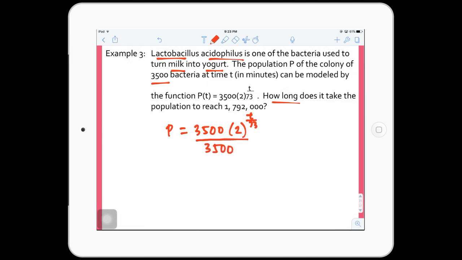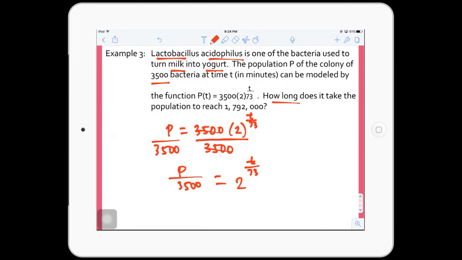And therefore, we need to start by dividing by 3,500. And so we have P over 3500 is equal to 2 to the T over 73. So the next thing we need to do is bring the T down from the exponent to the base. And to do that, we need to apply the inverse of log of base.